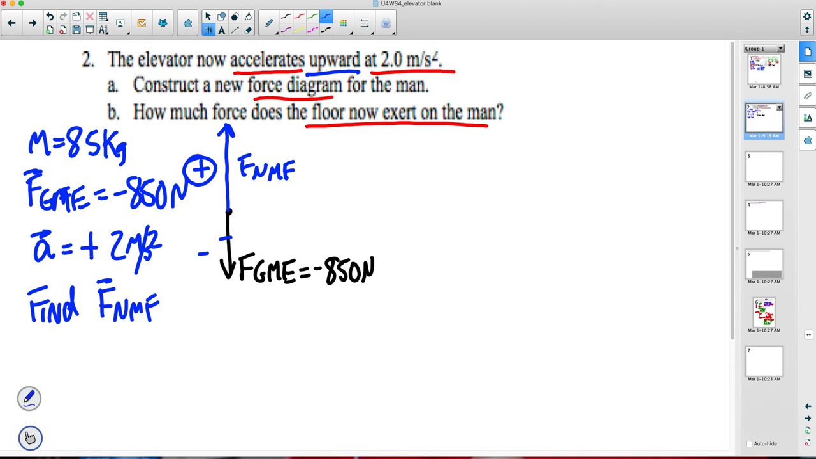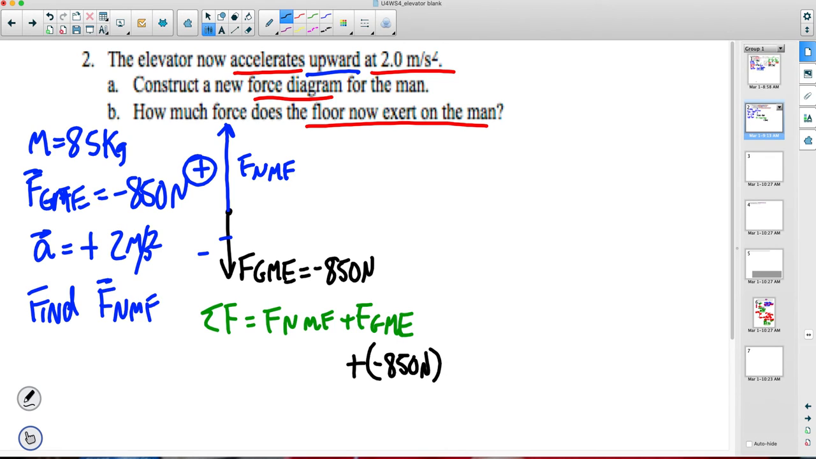Typically, what students would do at this point is they would say, well, let's see if we can find that normal force, and say the net force is equal to force normal on the man by the floor plus the force of gravity on the man by the earth. We already know that the weight of the man is negative 850 newtons. Do we know the net force? Not anymore. Do we know the normal force? We don't. So, what do we do now?